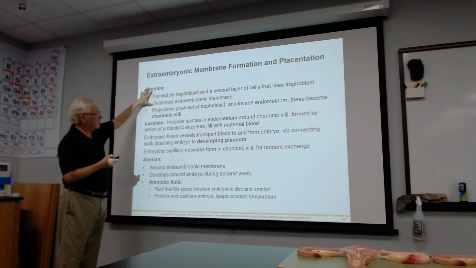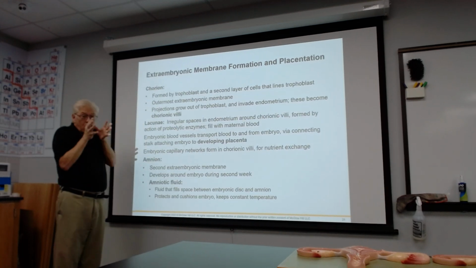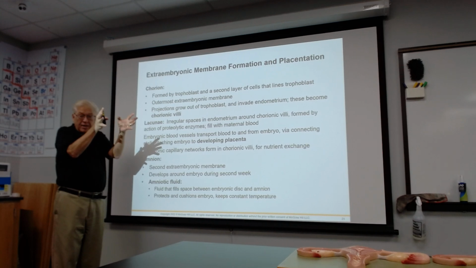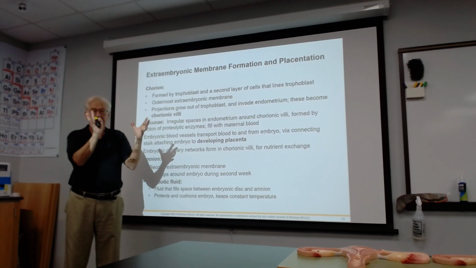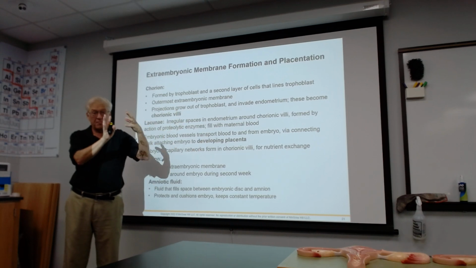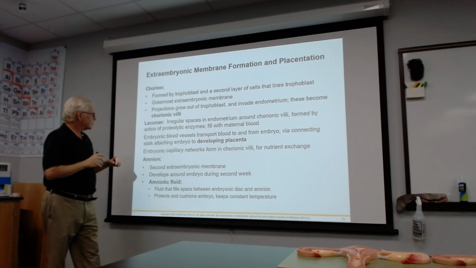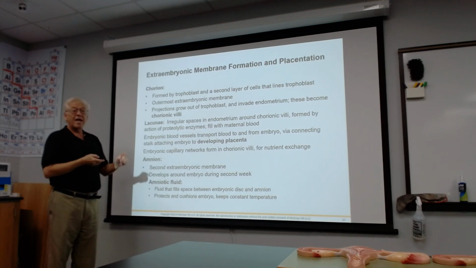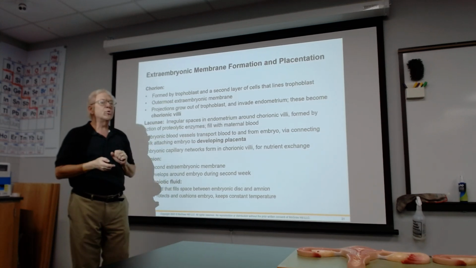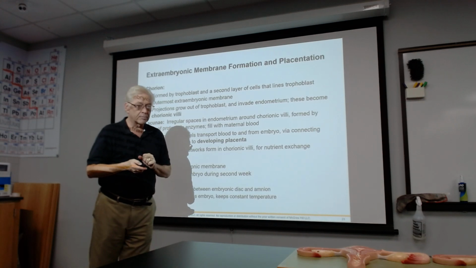The chorion, we grow villi into mom's endometrium. Mom grows back, and that's the placenta. It's half junior and half mom. And then we have the amnion with the fluid where the baby is. And why do I want the baby floating at all times?